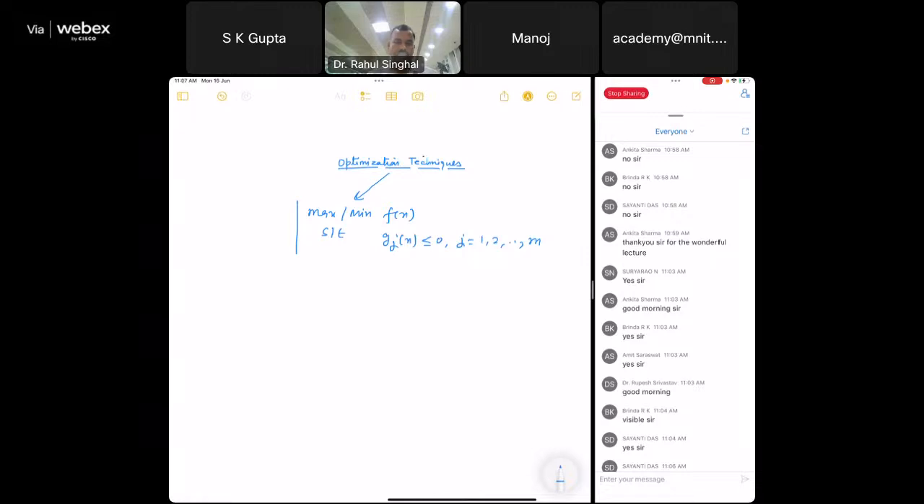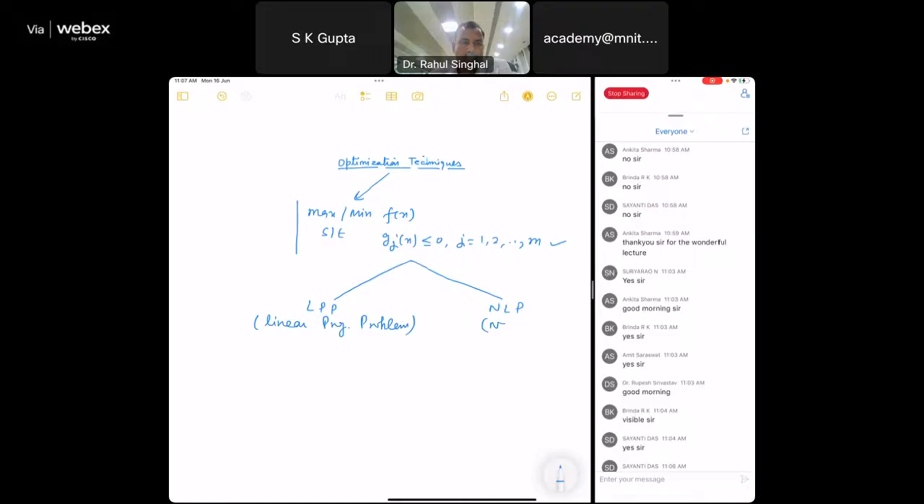Here you have to optimize a function subject to some set of conditions or constraints. The function which we have to optimize is called the objective function, and the set of conditions or restrictions on the variables are called constraints. Such optimization problems are broadly classified into two categories: linear programming problems and non-linear programming problems. Let us first see what a linear programming problem is, and the non-linear programming problem we will discuss in the next lecture. So this session is devoted to linear programming problems only.